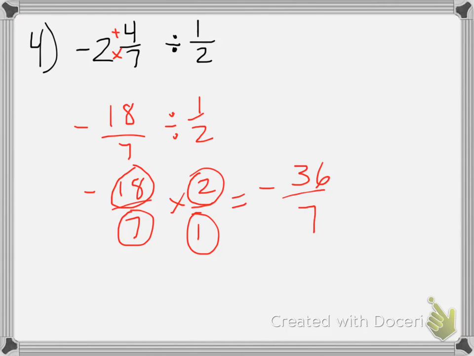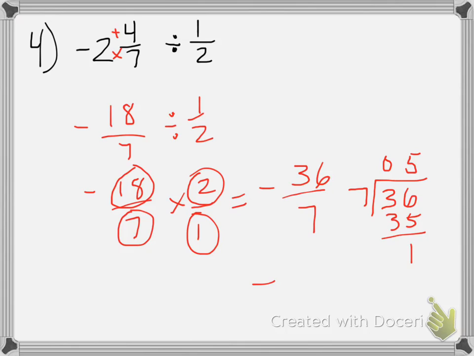So the next thing we need to do is now turn it back into a mixed number. So you take the 36 and divide by 7. So 36 inside the house, 7 outside the house. 7 goes into 36. Well, it doesn't go into 3, but it goes into 36 5 times. And you're left with 1.